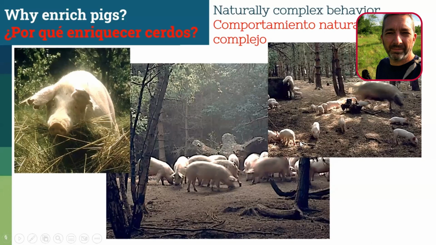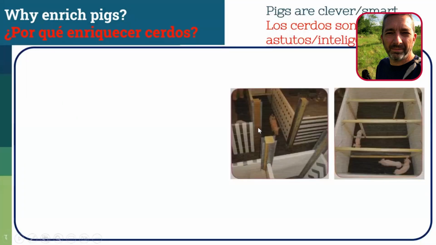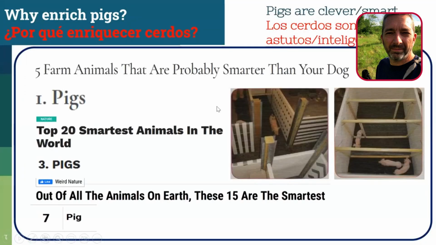They're also thought of as being very clever or smart, and indeed, to the general public they are as well. So these are just headlines plucked out of the media. 5 farm animals that are probably smarter than your dog. Number 1 is pigs. Top 20 smartest animals in the world. Number 3, pigs. Out of all the animals on Earth, number 7, pigs. So there's a general consensus that the pig is a very smart and clever animal. And of course, we can see that because we can get them to perform various tasks, be it T-mazes or a maze to get through to reach other pigs.